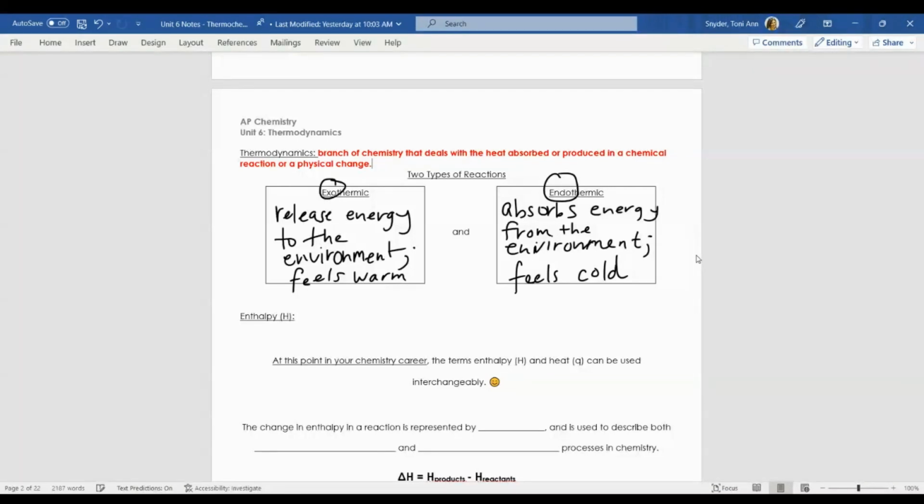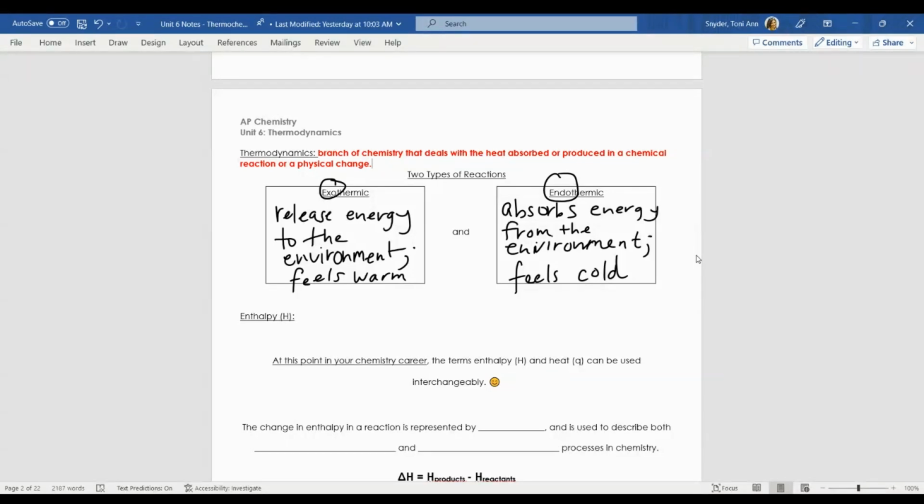Feels cold. So when you go to the doctor, let's say, and they give you a shot and they put that alcohol swab on you, that alcohol swab tends to feel very cold. Why does it feel cold? That's because that alcohol is absorbing energy from your body in order to vaporize. And when that happens, it tends to feel cold.